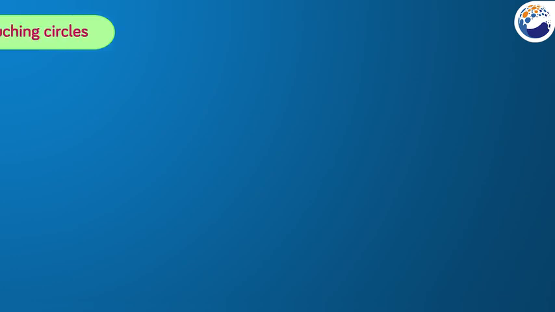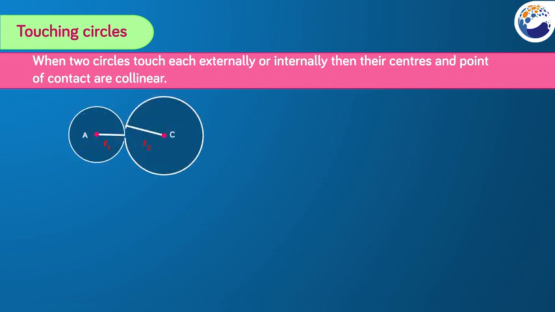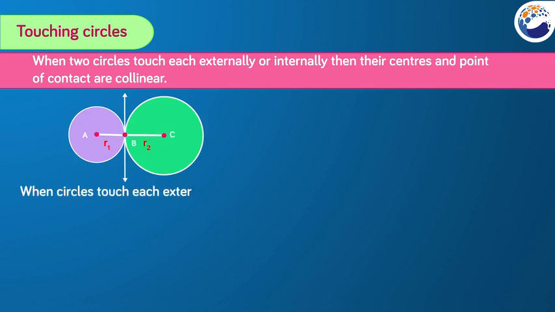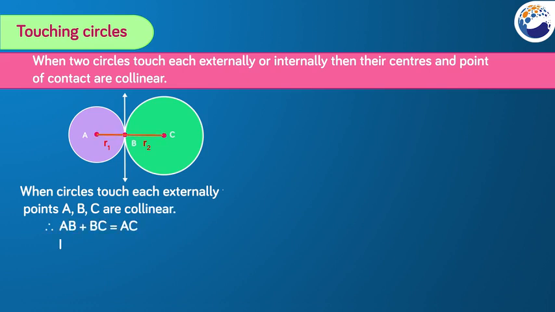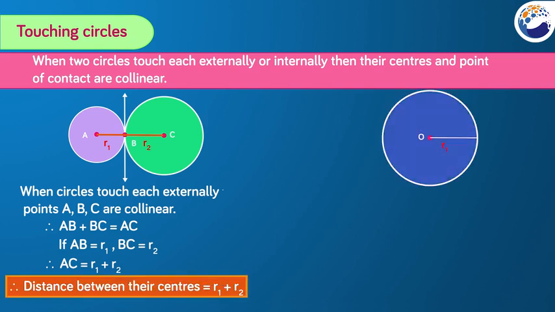Touching circles. When two circles touch each other externally or internally, then their centers and point of contact are collinear. When circles touch each other externally, then points A, B, C are collinear. Therefore, AB plus BC is equal to AC. If AB is equal to R1, BC is equal to R2, AC is equal to R1 plus R2. Therefore, distance between their centers is equal to R1 plus R2.